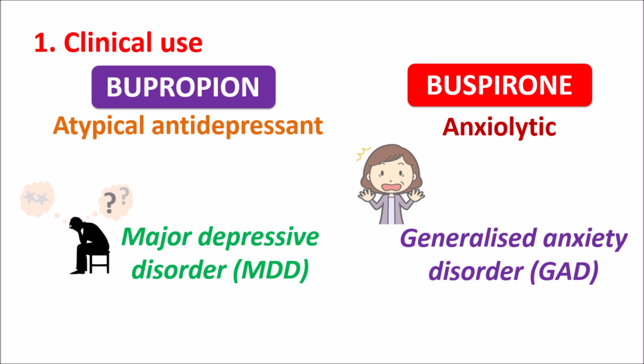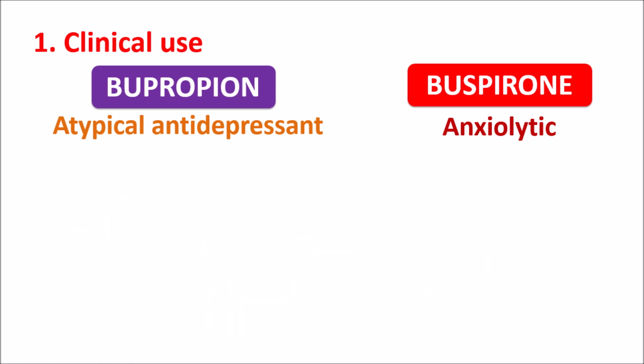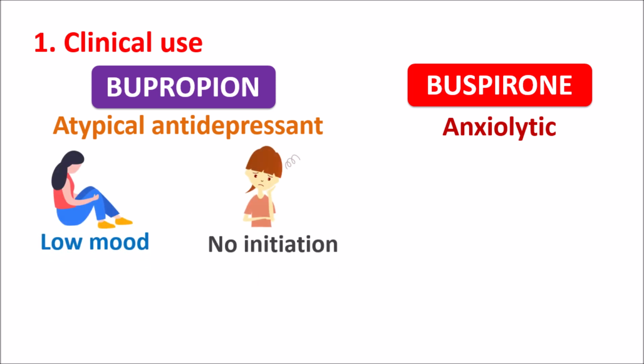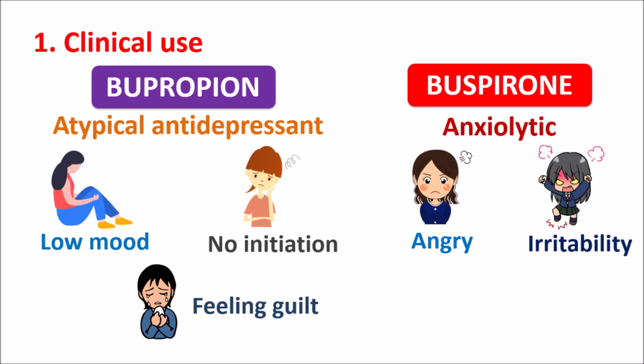So both of these drugs have different clinical indications, and particularly Bupropion can be given when people have depressive symptoms such as low mood, no initiation, lack of interest, feeling of guilt, pessimism, negative thinking. If all these symptoms are observed, then Bupropion can be given as an atypical antidepressant to elevate the mood and relieve the symptoms. On the other hand, Buspirone can be given to people who have anxiety symptoms like feeling angry, irritability, and a feeling of worry, which further increases the anxiety. If these symptoms are observed in people, then Buspirone can be given as an anxiolytic.